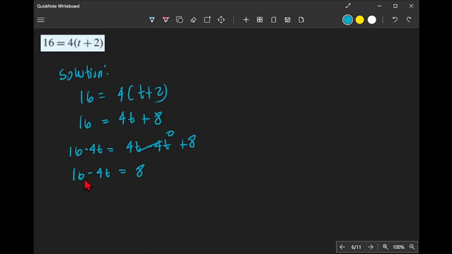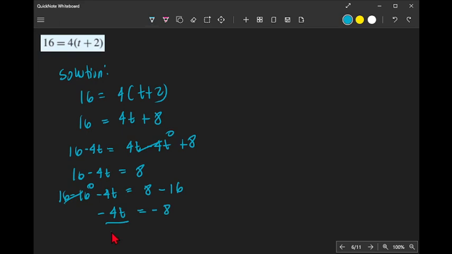Here we also want to eliminate our 16 in this part of the equation. So what we need to do is to deduct 16 from the 8. We deducted 16 here, so we will also deduct 16 in this part of the equation. This is 0. So negative 4t is equal to 8 minus 16. So that will be negative 8.